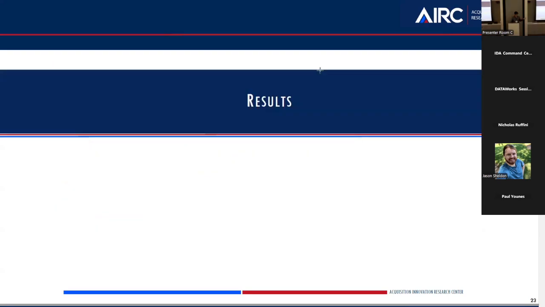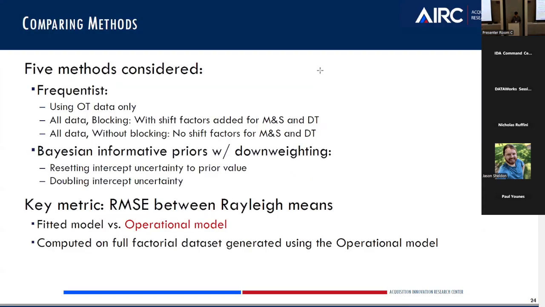Okay, so that's the framework. Now I'm going to talk you through some numerical results that we did to simulate some of the considerations that might be worthwhile to take into account when doing integrated testing for DoD programs. Okay, so I mentioned Bayesian and frequentist. I actually use 5 models. You'll see 5 models in all of these comparisons.